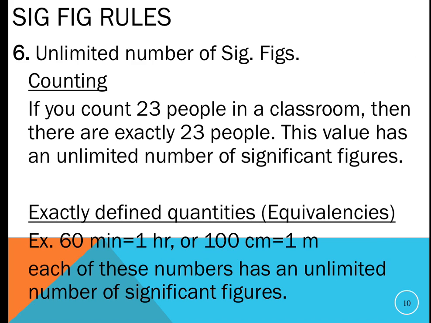One of the last Sig Fig rules is basically telling us values that we should just ignore when we're doing calculations. If we have counting numbers, we can't really have half a person or a quarter of a person. It's 23 or 22 or 24. We're not in the middle. So we ignore those when we're doing calculations, as well as equivalencies. Those were defined, they're standard, so we don't worry about those. If it's compared to 1 hour, it wasn't measured. That's a standard.